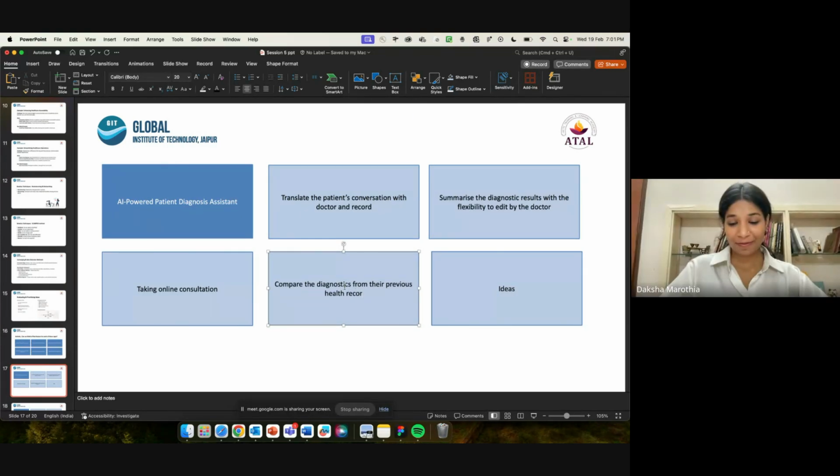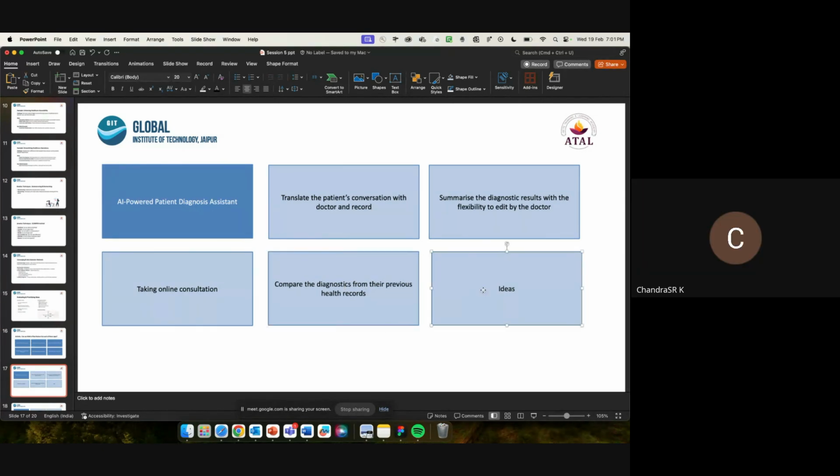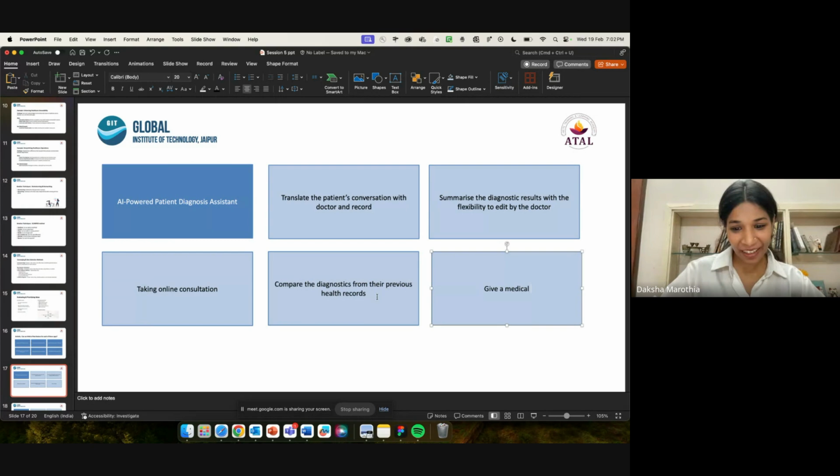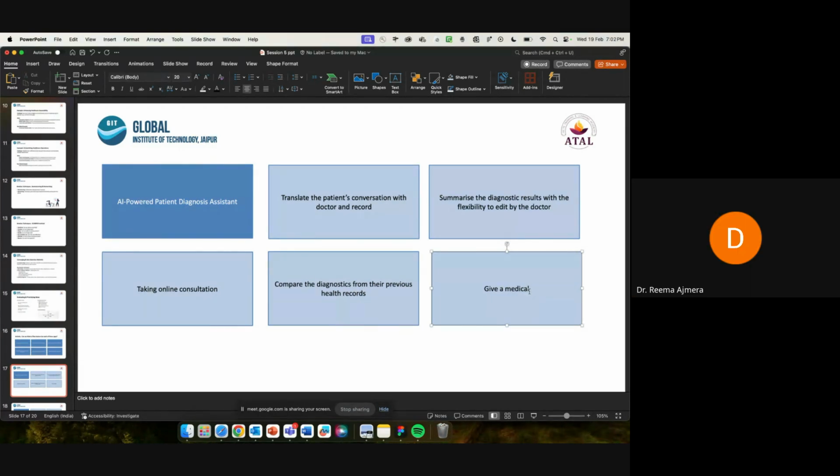Anyone else? I need one more. Giving the prescription, both medical as well as lifestyle related. So you want AI to do that, but the doctor still has the flexibility to review it and confirm. Ma'am, one more participant has written comparison with previous data. Dr. Rimple has written compare the diagnostics from previous health records. Sir has already said this. If she's saying something else which I need to include, please let me know. One more participant has written the same thing, using historic data.